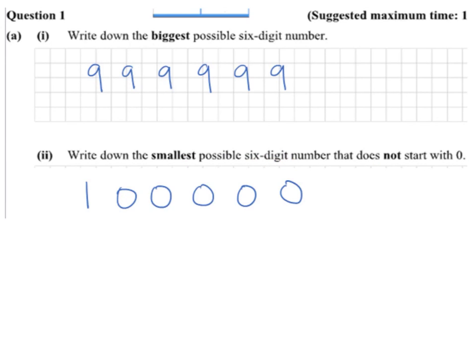Well, the smallest 6-digit number, if we were not restricted by saying we can't start with 0, would just be 000000. But since we are restricted with the very first digit that we can use, we choose the next smallest digit, which is going to be 1, and that becomes our first number, and all the rest are going to be 0. So this is 100,000, and this is the smallest possible 6-digit number that does not start with 0.